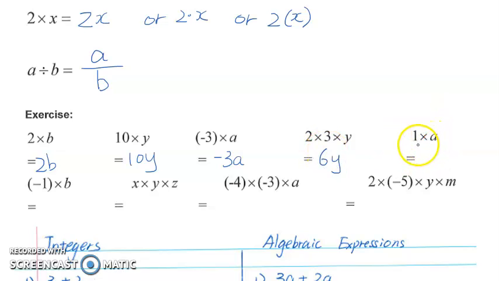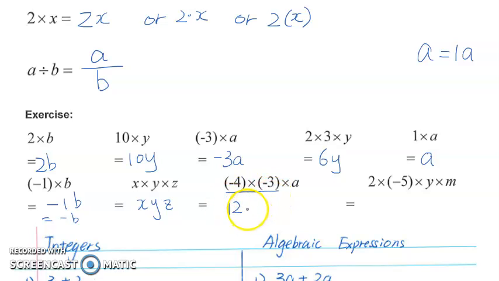Now this is a very interesting one. 1 times a is a, but sometimes people don't see that a is 1a. I want you to remember, if you see a letter by itself, that is the same as 1 times that letter. So negative 1 times b is the same as negative 1b, or we can just write negative b. Now x times y times z becomes xyz. Negative 4 times negative 3, we know it's 12, so 12 times a is 12a. And 2 times negative 5 is negative 10. And y times m, we can just write ym.